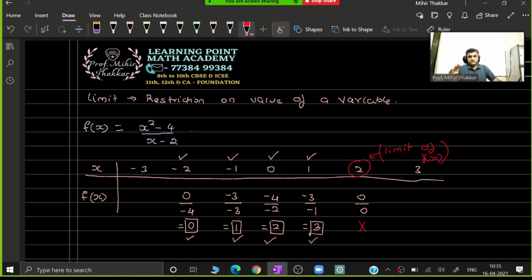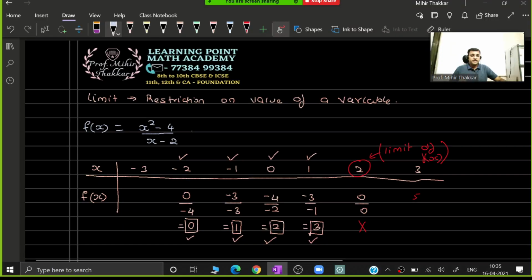It is like that. In case I try for a value which is higher than 2, which is 3 in my case over here, I will get 3 square, that is 9 minus 4, which is equal to 5, as well as for the denominator 3 minus 2, which is equal to 1. So guys, I get the answer as 5, which belongs to real numbers. So again, this 3 does not have any limitation, does not have any restriction.